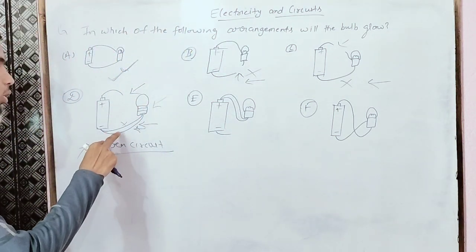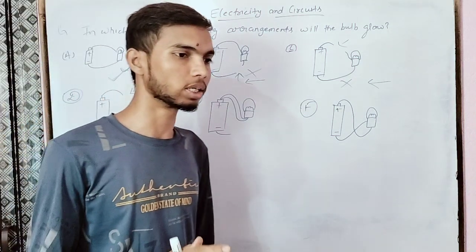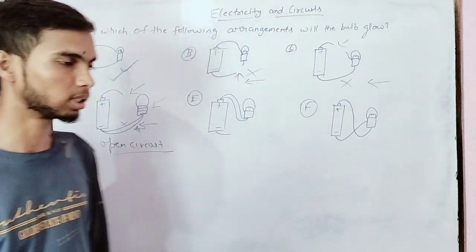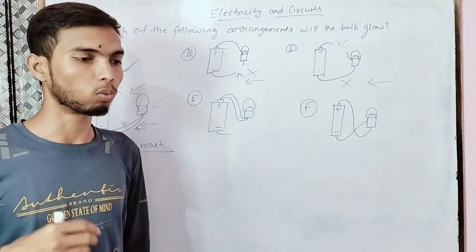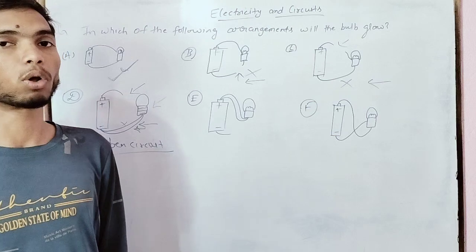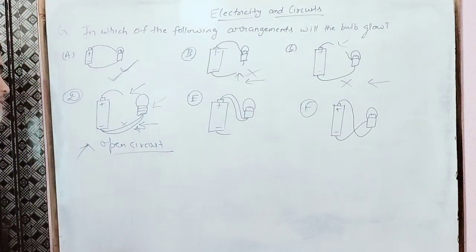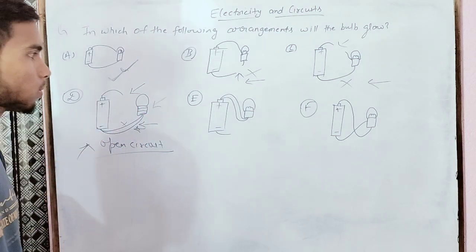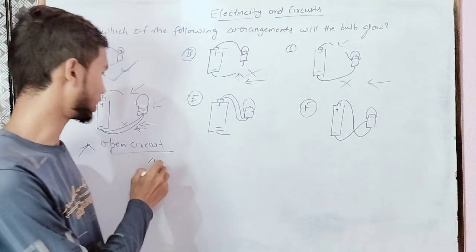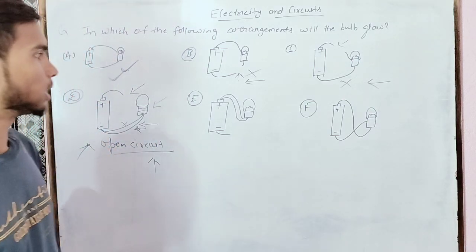Here, instead of connecting two wires, there should be only one wire from one terminal of the electric cell to one terminal of the electric bulb. Only one wire. The bulb in this figure will not glow because of an open circuit, and the arrangement of the wire is incorrect.